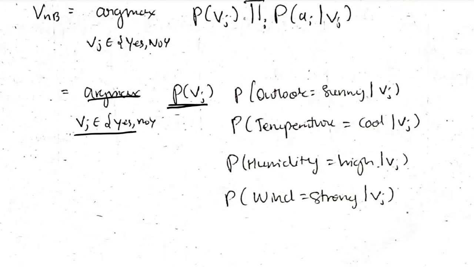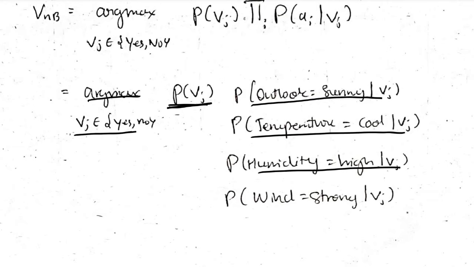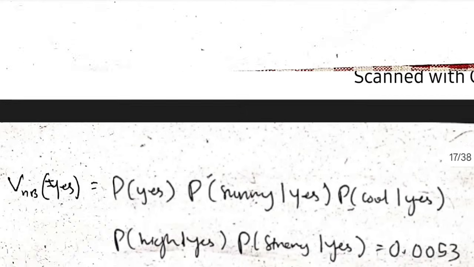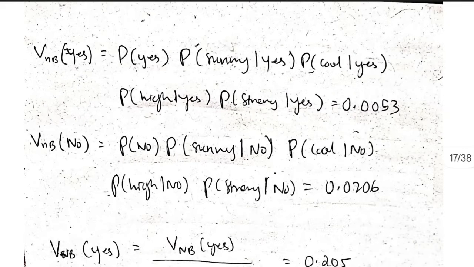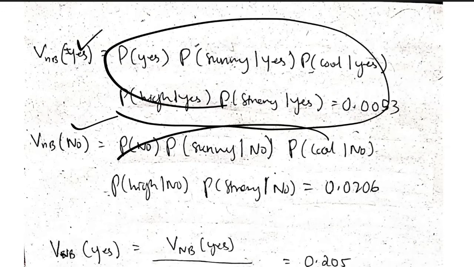Argmax first we will consider P of Vj, outlook is equal to sunny, Vj, temperature cool, Vj, humidity high, Vj, wind strong, comma Vj. Vj can be yes or no. Based on that, two cases will form. When Vj is yes, I'll get this one. When Vj is no, I'll get this one.